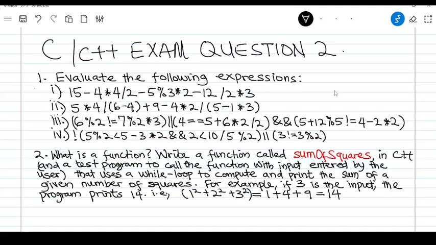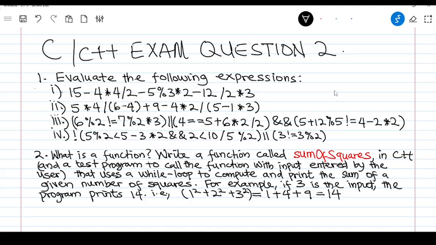And so the second question is, what is a function? Write a function called sumOfSquares in C++ and a test program to call the function with input entered by the user that uses a while loop to compute and print the sum of a given number of squares.